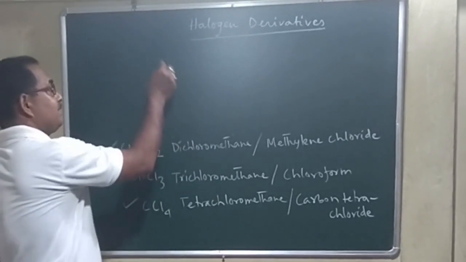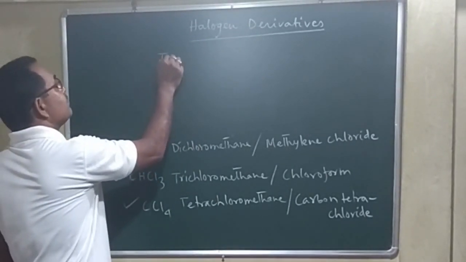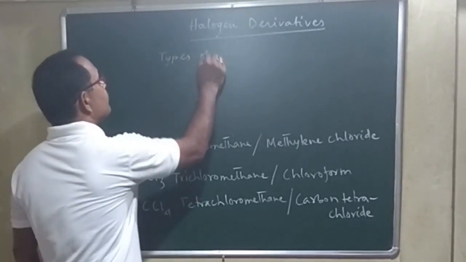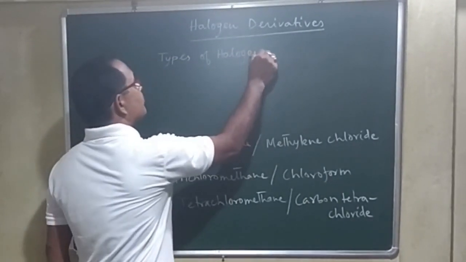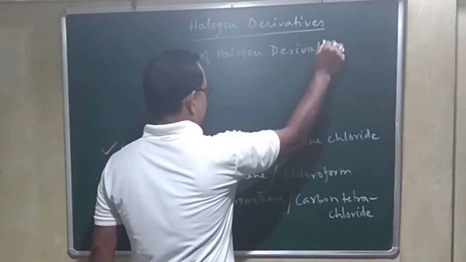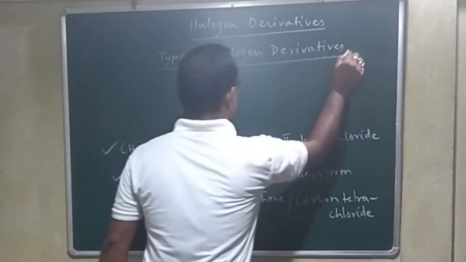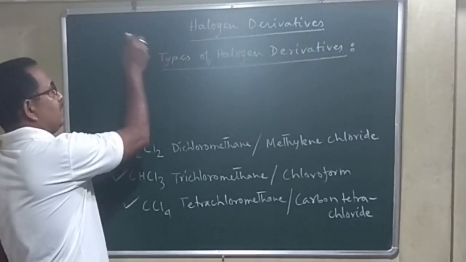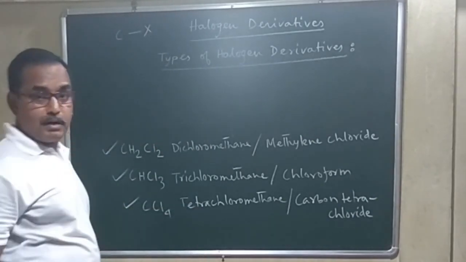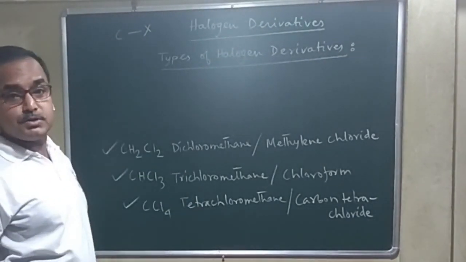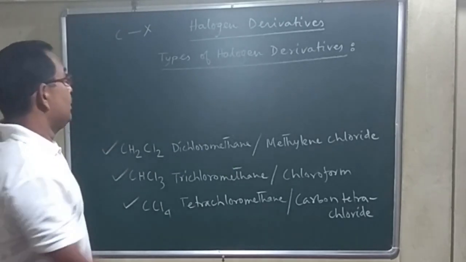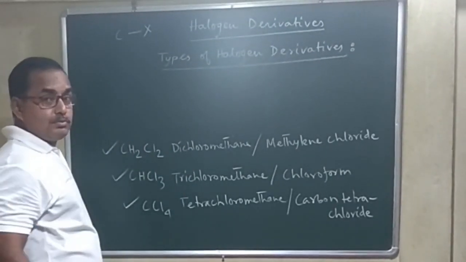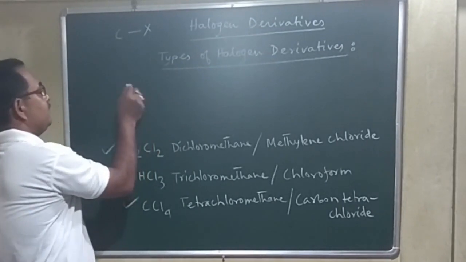Now let us discuss the different types of halogen derivatives. First of all, we know that in halogen derivative of hydrocarbons there is a CX bond, is it not? Carbon and halogen, these two are linked by means of a covalent sigma bond. Now depending upon the type of hybridization of this carbon, we may have two types of halogen derivatives.